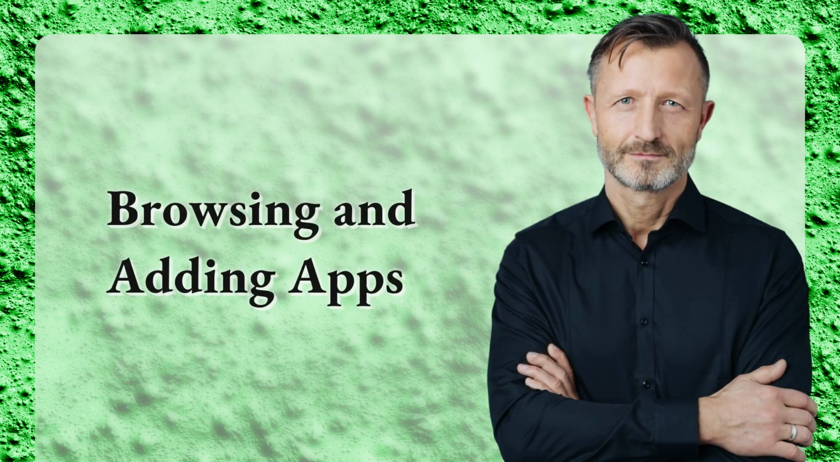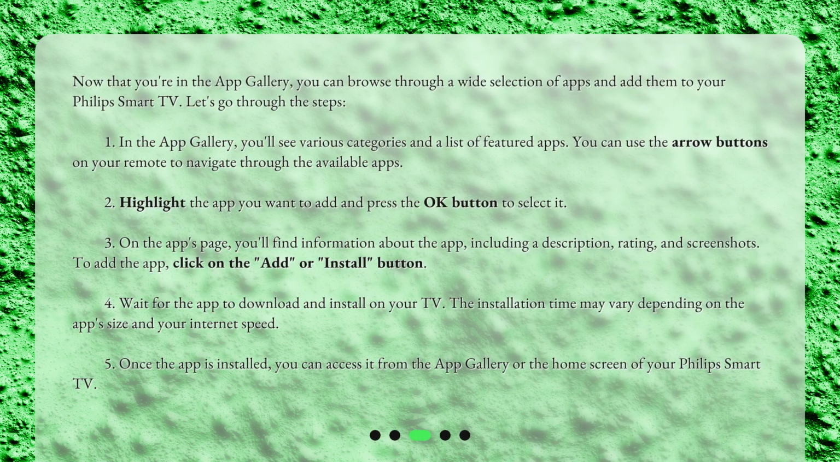Browsing and adding apps. Now that you're in the app gallery, you can browse through a wide selection of apps and add them to your Philips Smart TV. Let's go through the steps. 1. In the app gallery, you'll see various categories and a list of featured apps. You can use the arrow buttons on your remote to navigate through the available apps.